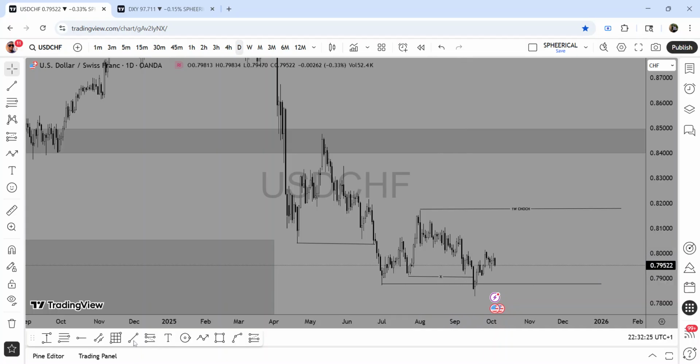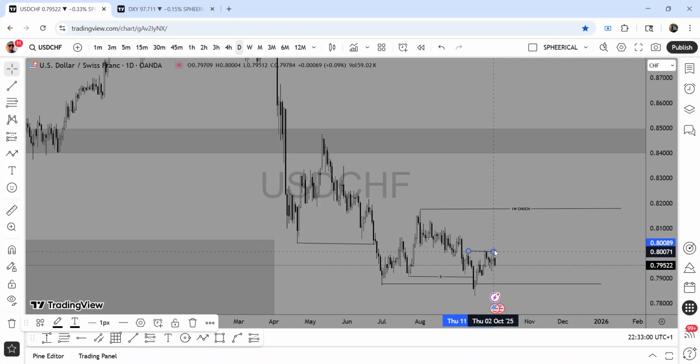Why did I say that it didn't change character? Because this is the last point that brought about the sweep, which has no candlestick close above it. If you can see well, there's no candlestick close above it. So it's showing that this market is still in a downtrend.